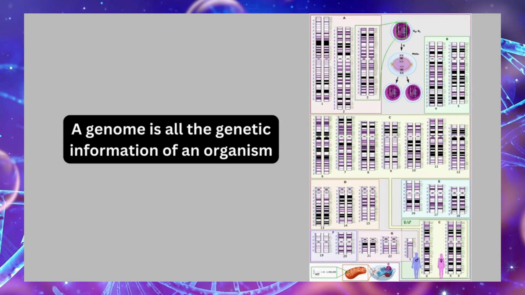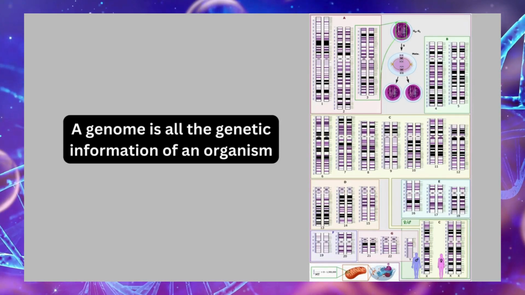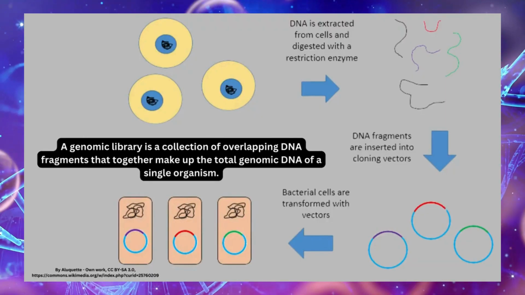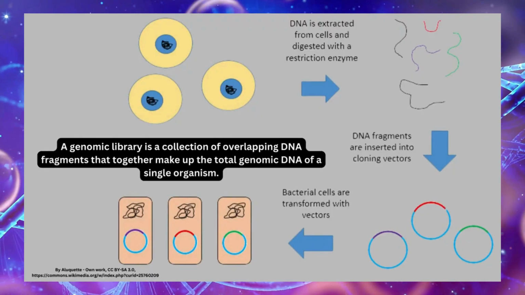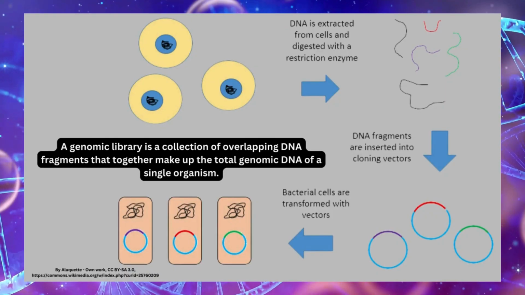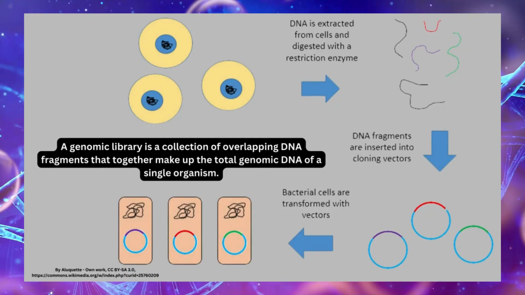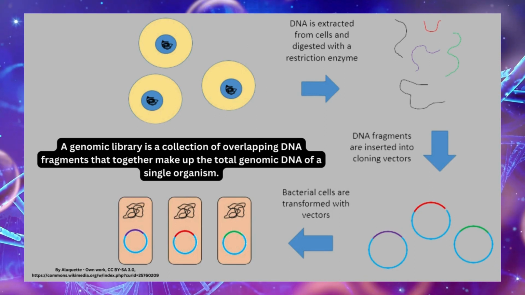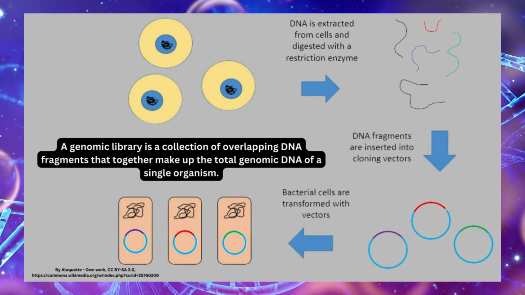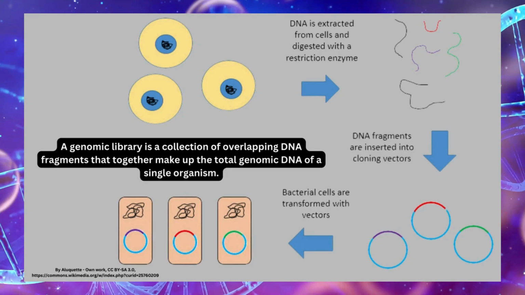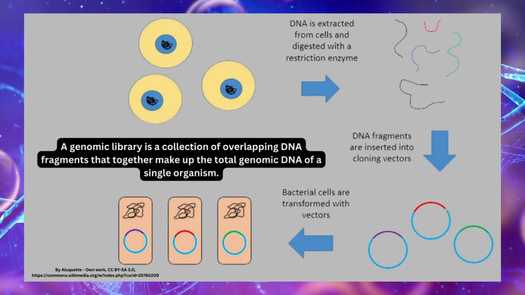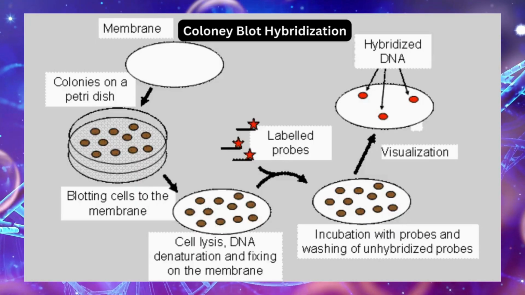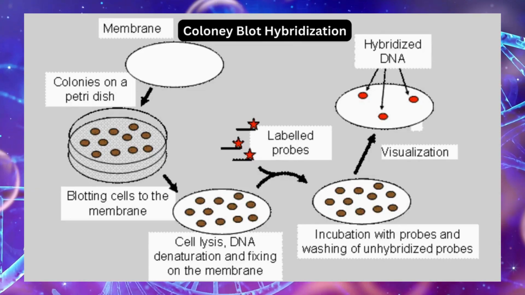A genome is a complete set of genes of an organism. A genomic library is a collection of bacterial or bacteriophage colonies, where each colony contains a different DNA fragment from the organism. To create this library, the organism's DNA is cut into pieces and inserted into vectors, like plasmids or viruses, which are then taken up by the host bacteria. The entire library holds all the genes of the organism.